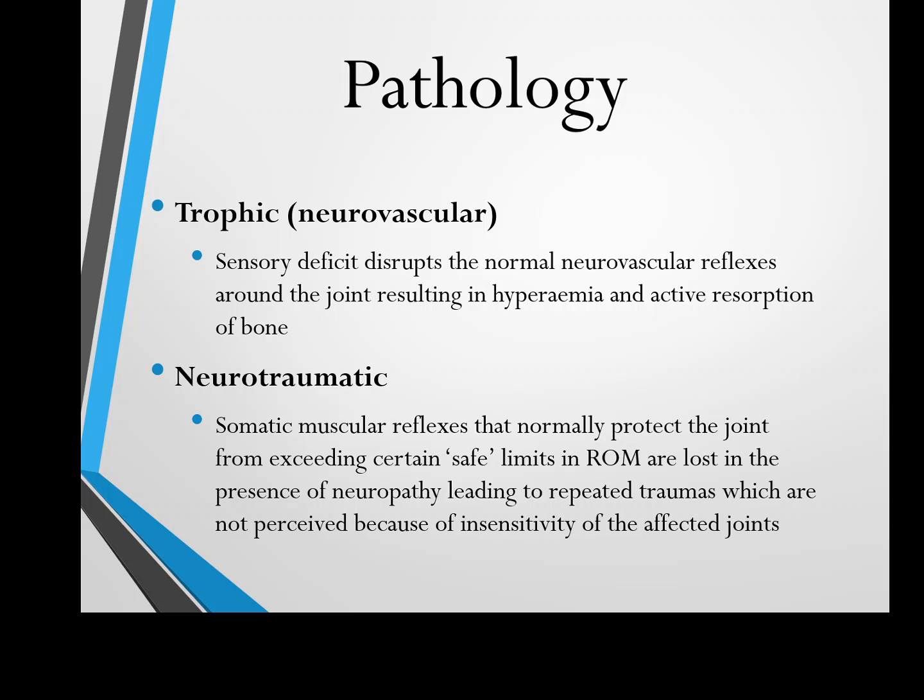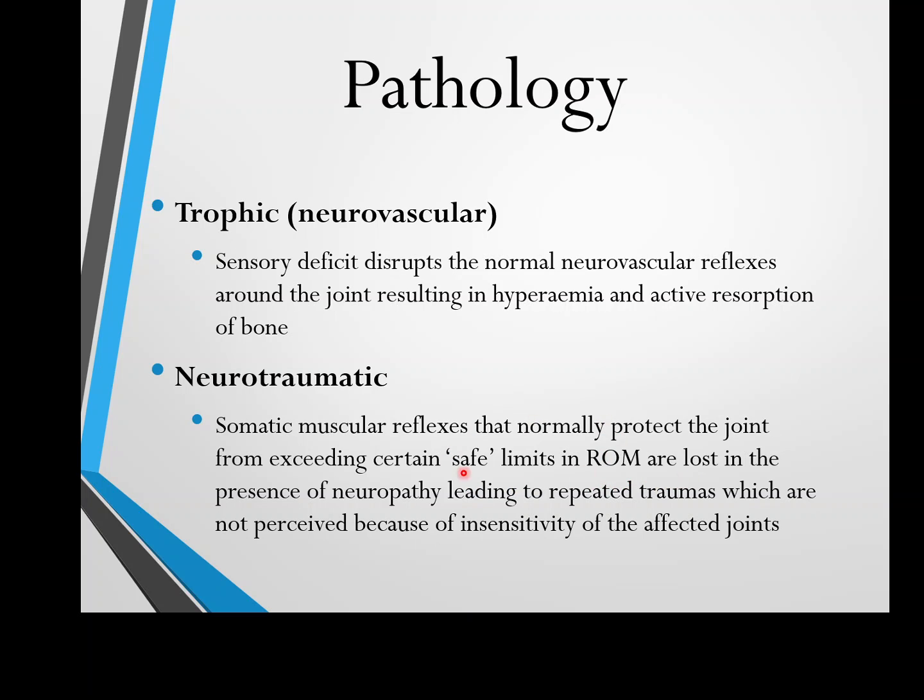So the pathology, what happens to these joints? Well, there are two proposed mechanisms of how this process occurs. The first is labelled as trophic or neurovascular, where the sensory deficit disrupts the normal neurovascular reflexes around the joint, resulting in hyperemia and active resorption of the bone, and you'll see that clearly on the X-rays I'll show you in a little while. Or there's neurotraumatic, where we have somatic muscular reflexes that normally protect the joint from exceeding their safe limits of range of motion.